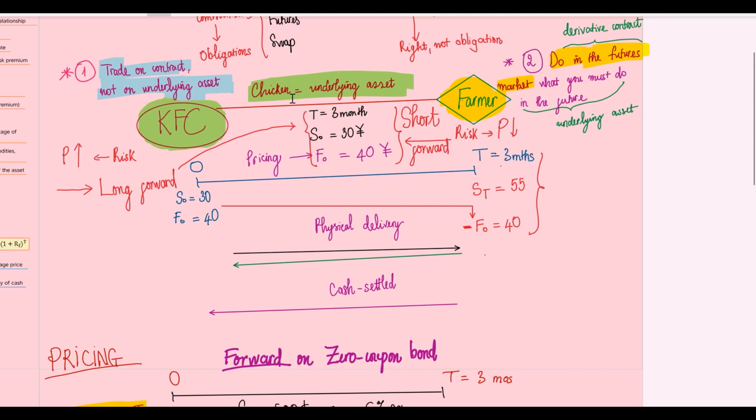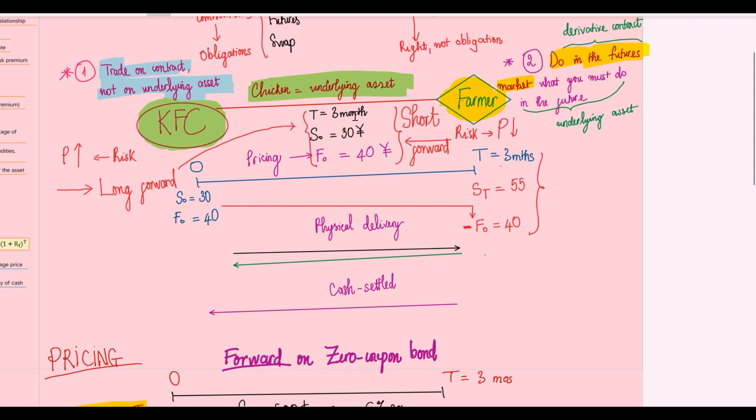Okay, so pricing chicken, or maybe a stock or a bond, that's a whole different topic. Here, we only care about pricing the contract, not the underlying asset. Making sense? Looking good? Okay, back to our example.